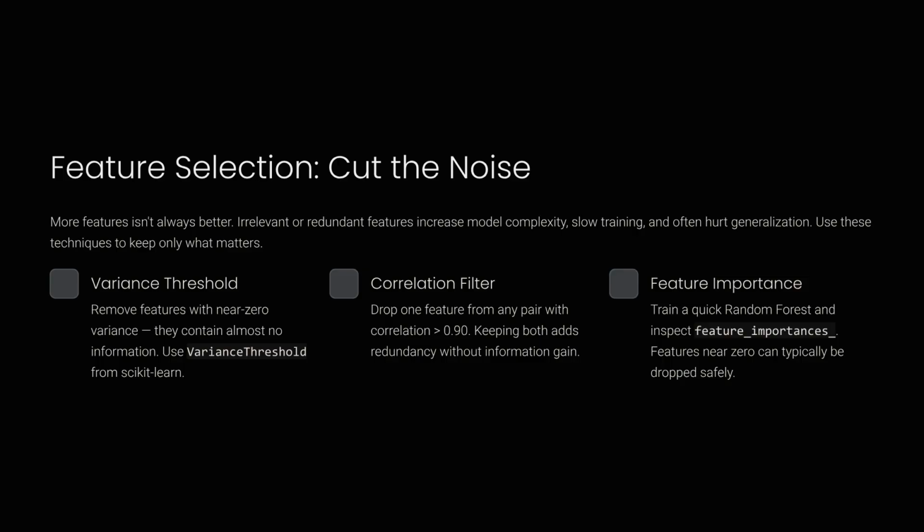Effective feature selection removes noise. You can use a variance threshold, filter out highly correlated pairs to avoid redundancy, or use feature importance scores from a model to trim your set.